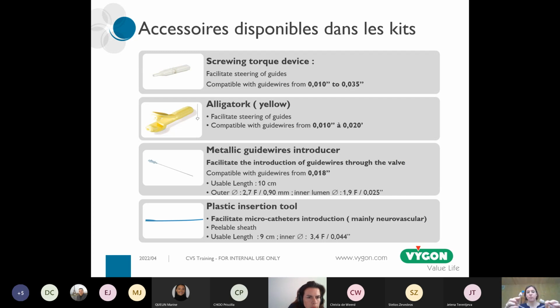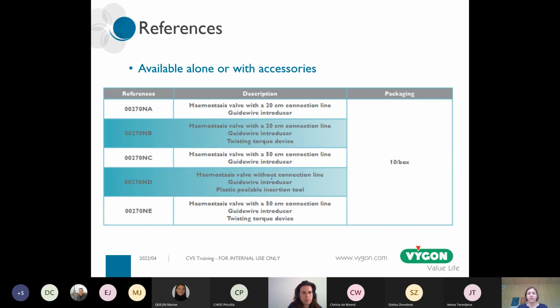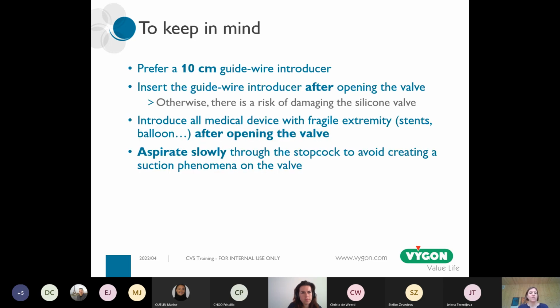It is sold alone or by kits. The accessories are the same as for My Shell, but you have, in addition, a plastic insertion tool. This plastic insertion tool is used to facilitate the microcatheter introduction. It is mainly used for neurovascular. Here are the references. The advice is the same as for My Shell.